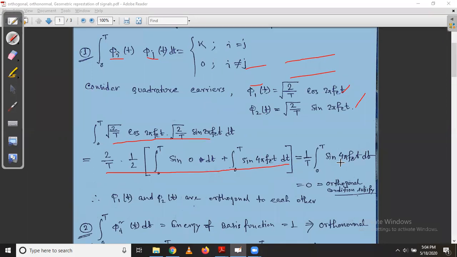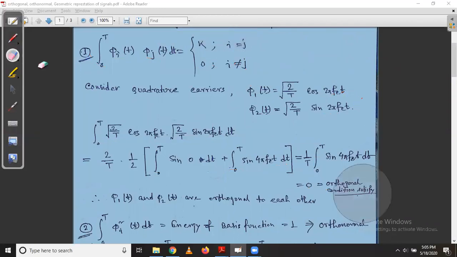Then 1 by T. This is the integration over a full cycle, which will give you 0. That means this condition is satisfied. So what does that mean? Whenever i is not equal to j, these are two different functions, and if you perform the integration, we get 0. That means they are orthogonal. These two functions, this sine and this cos, are orthogonal to each other.